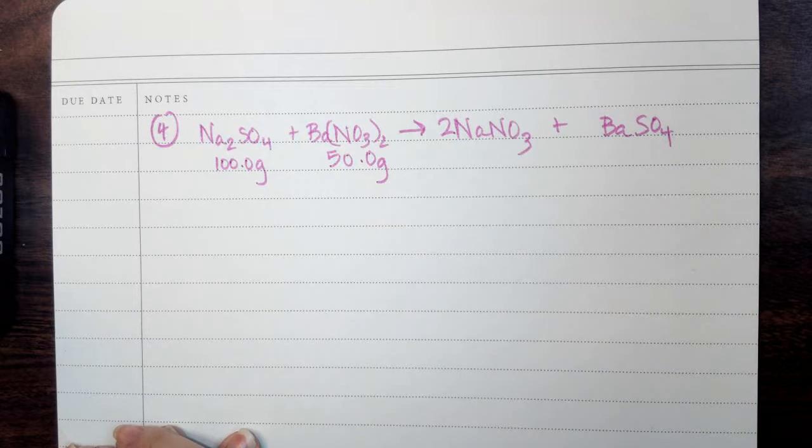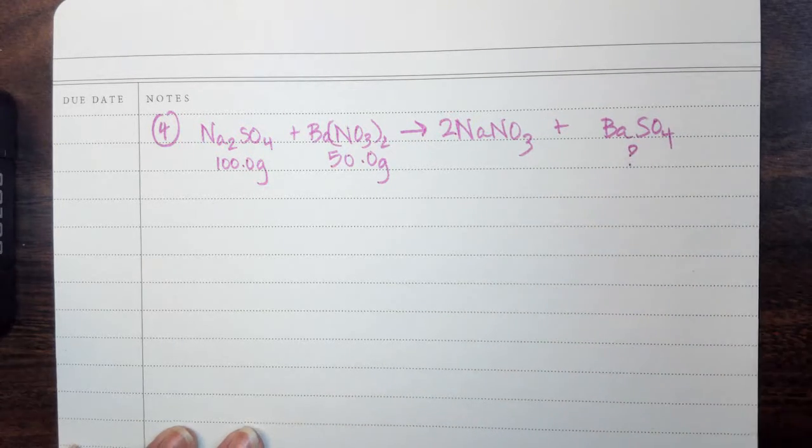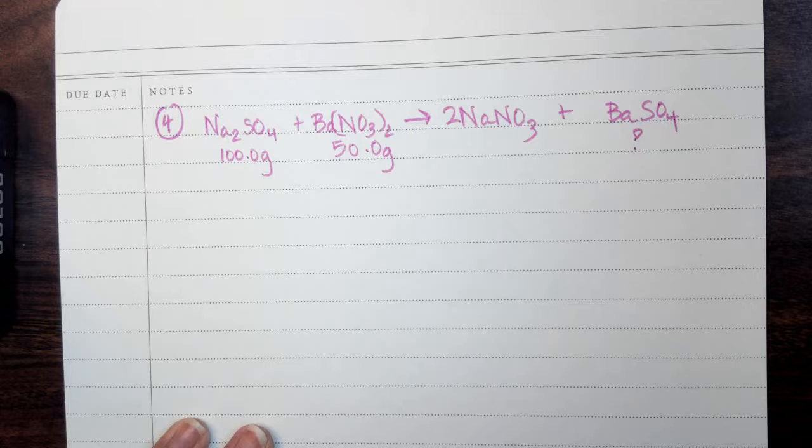So we are going to convert these both to a product to see which one will make less of that product. So the problem asks us how many grams of barium sulfate will form. So we are working towards barium sulfate, and we are going to see which one is limiting, and then how much barium sulfate it can create will be our answer.